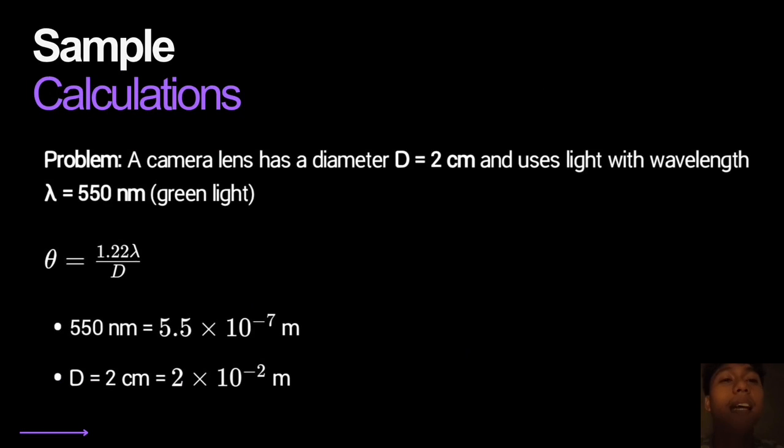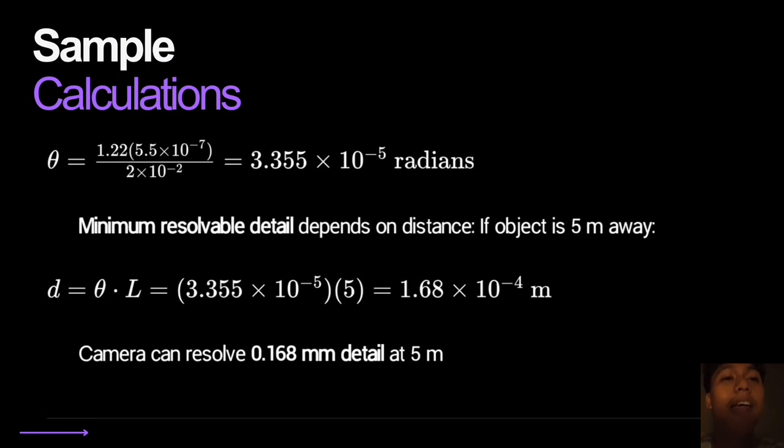So, a sample calculation. Here's a simple calculation using a camera lens 2 cm wide and green light with a wavelength of 550 nanometers. When we apply the formula, we find the minimum resolvable detail is around 0.168 millimeters at a distance of 5 meters. This shows how camera performance is directly affected by physics.